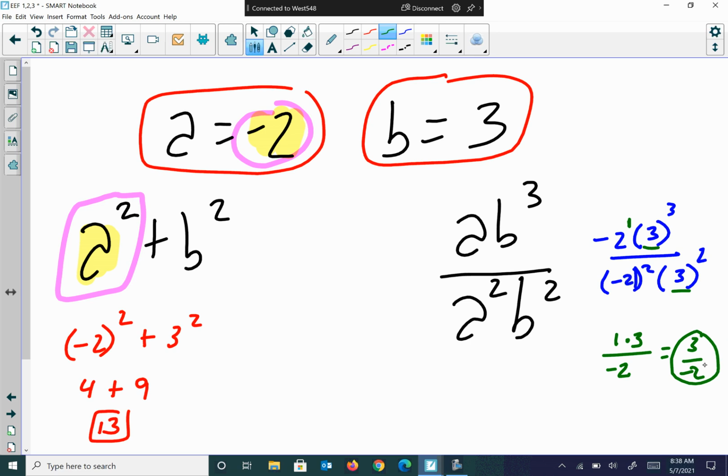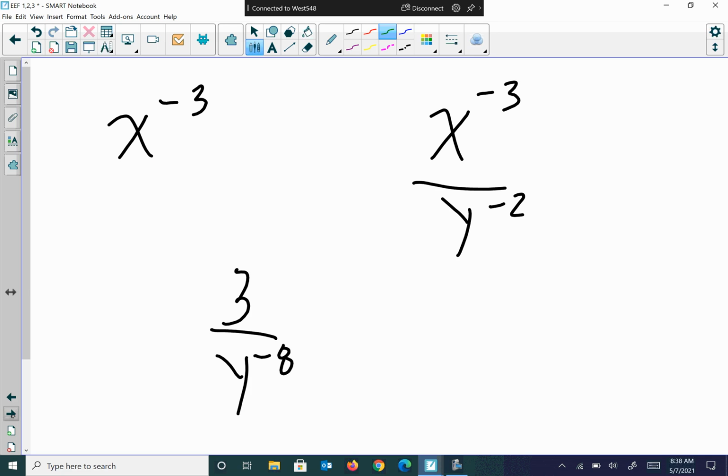All right, so can I move on? We said if we have a negative exponent, what does it want to do? Is this the same as this? What does the negative exponent do? It moves down, changes locations. It was on top, now it moves to the bottom, and there's no longer a negative exponent because it switched positions.